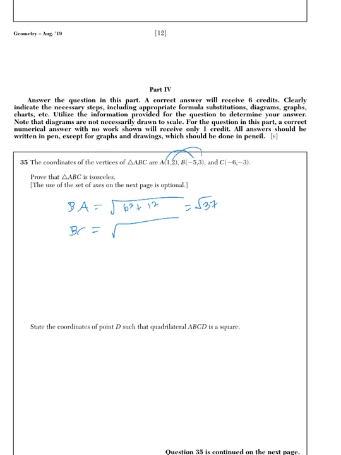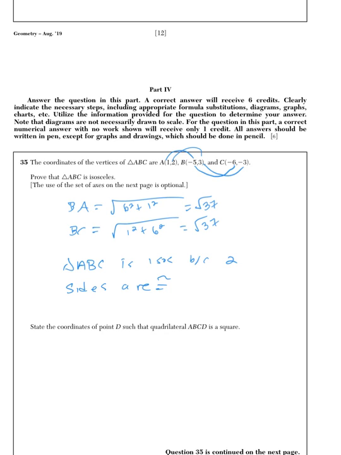For BC, the X values are 1 apart, and the Y values are 6 apart. Okay, this really doesn't look like a squared, so let me make that look like a squared. Okay, so I get radical 37. You need to make a concluding statement. Triangle ABC is isosceles because 2 sides are congruent.